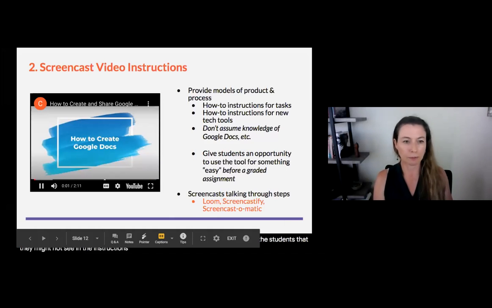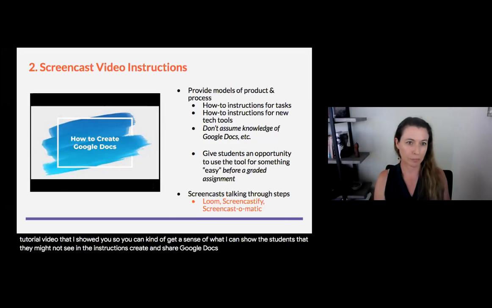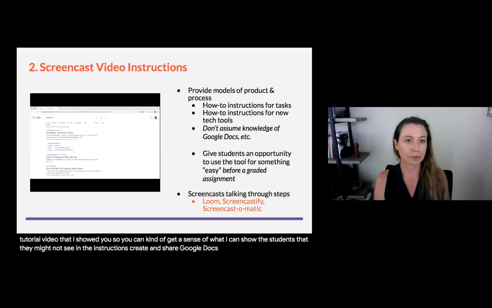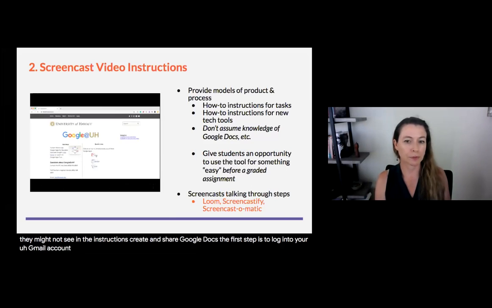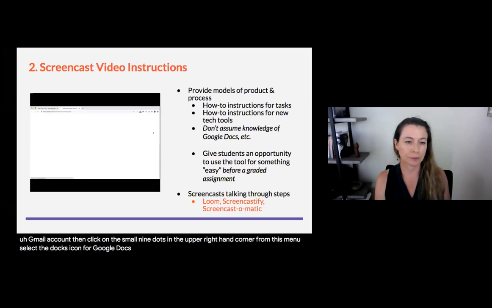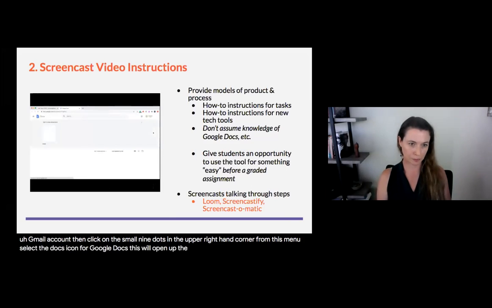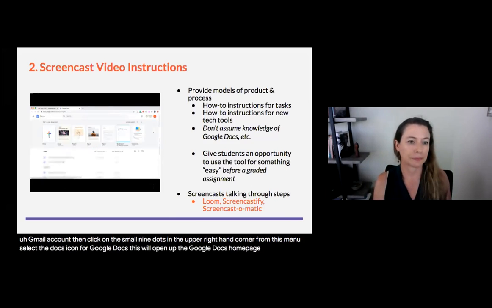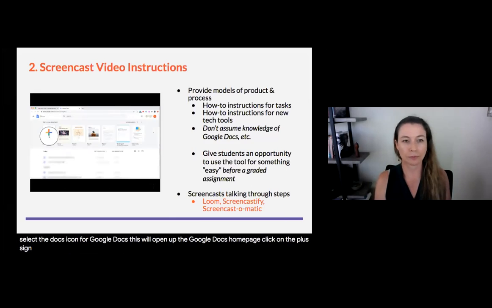This presentation will show you how to create and share Google Docs. The first step is to log into your UH Gmail account. Then click on the small 9 dots in the upper right-hand corner. From this menu, select the Docs icon for Google Docs. This will open up the Google Docs homepage. Click on the plus sign where it says blank to create a new document.